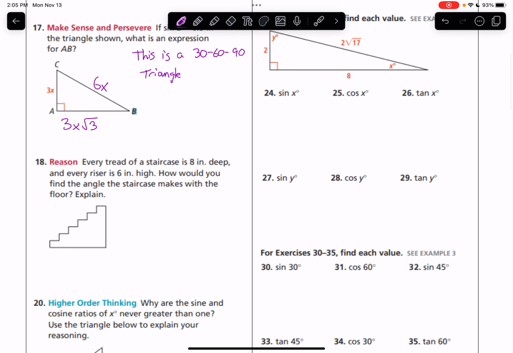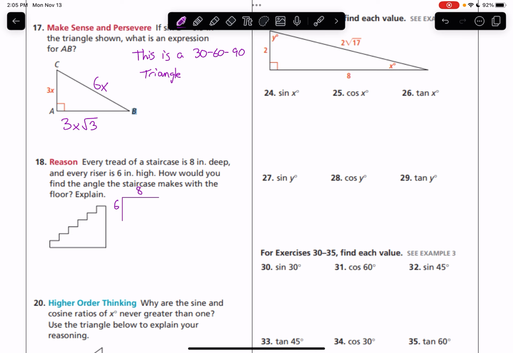Number 18, every tread of a staircase is 8 inches deep and every riser is 6 inches high. How would you find the angle the staircase makes with the floor? Well, if every step has the same angle with the floor, we can just find the angle of one step, maybe the bottom step. We know this bottom step is 8 inches deep, the riser is 6 inches high, and we need to find the angle that the step makes with the floor.